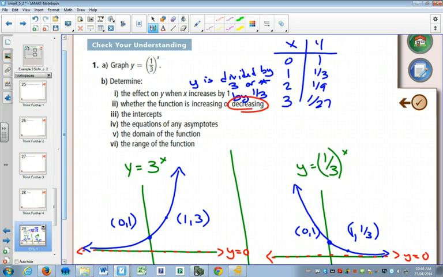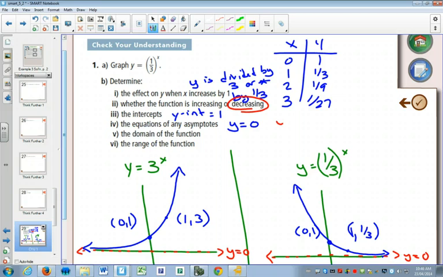This one's decreasing. You can see that it's going down. It has only a y-intercept of 1. There's no x-intercept because there's an asymptote there. There is an equation of an asymptote. It's y = 0.